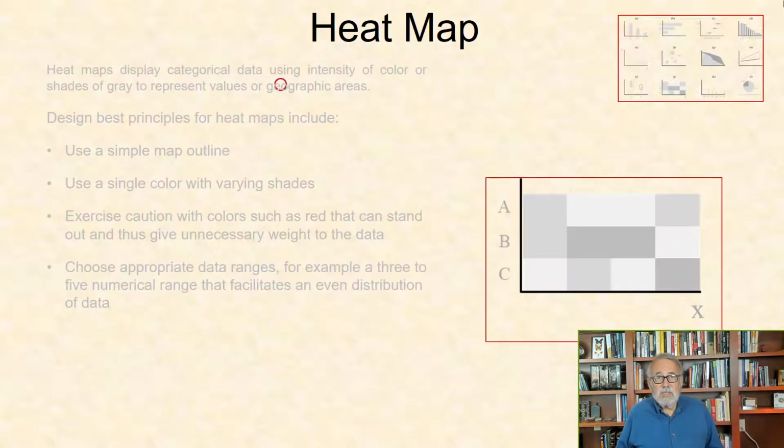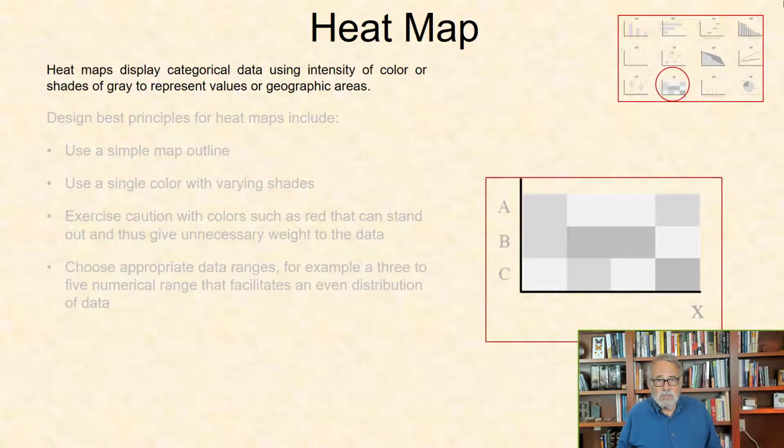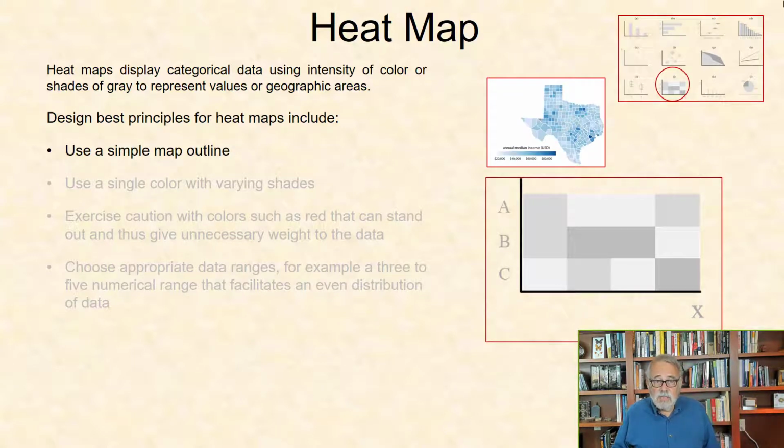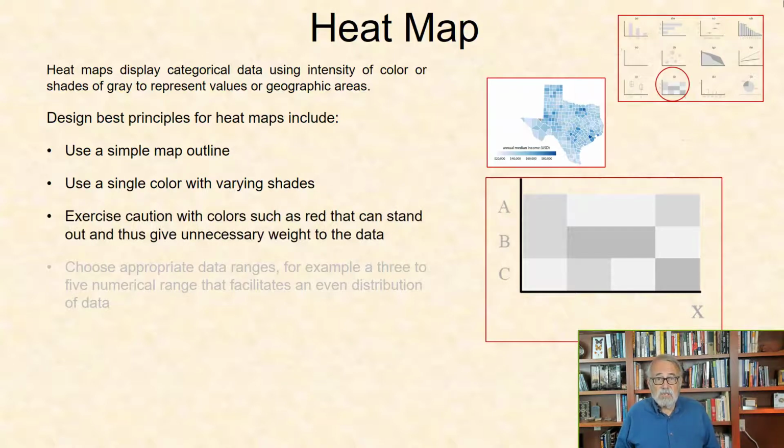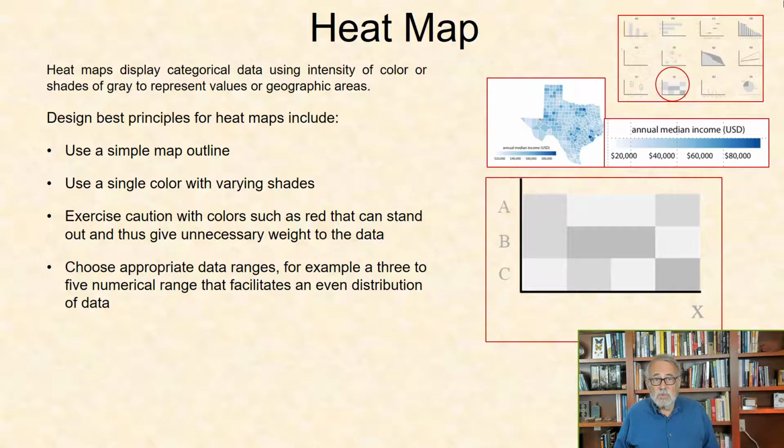Heat maps display categorical data using intensity of color or shades of gray to represent values or geographic areas. Design best principles for heat maps include: use a simple map outline, use a single color with varying shades, and exercise caution with colors such as red that can stand out and thus give unnecessary weight to the data. Choose appropriate data ranges, for example, a 3 to 5 numerical range that facilitates an even distribution of data.